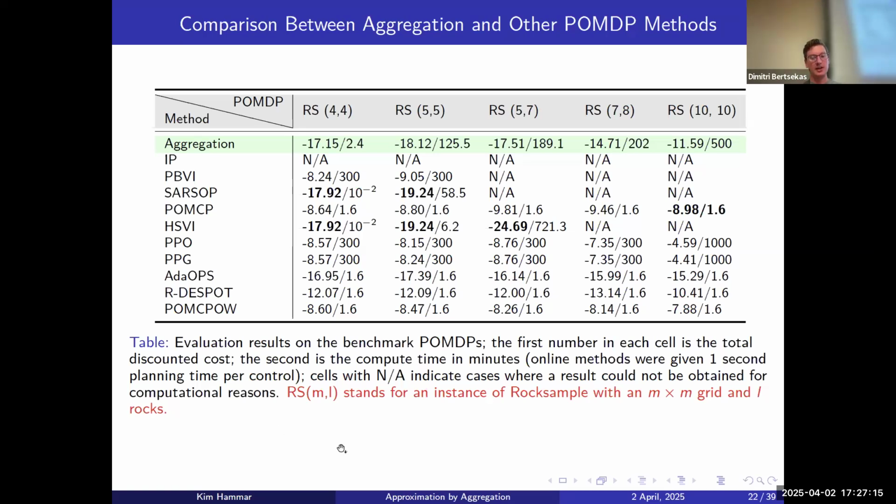And what I did here is that I gave all the online methods 1 second per time step for the control. And then we basically got to 1.6 minutes if we combine all the time steps. I think the reason I chose that was because this is how much time most of them use in other benchmark problems. But yeah, it is a little bit awkward that all the costs are negative, but that is because this problem is usually defined in terms of reward. So I interpret it in terms of cost for the purpose of this lecture, but that's why all the costs are negative.